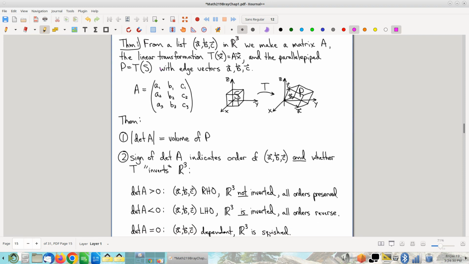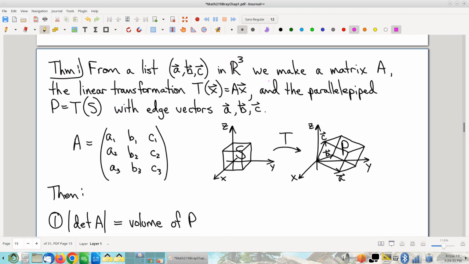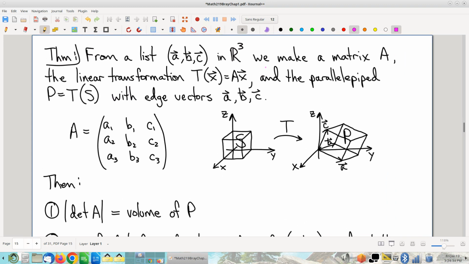Actually, that's not very legible, is it? Okay, let me come back here like this. Given a list, that makes a matrix. Given a matrix, that makes a transformation. Given a transformation, you get a parallelepiped, we call it. It's like a three-dimensional version of a parallelogram. And the exact analogous results hold.